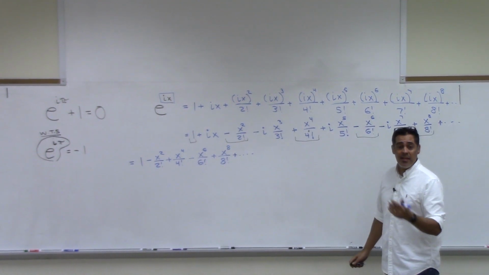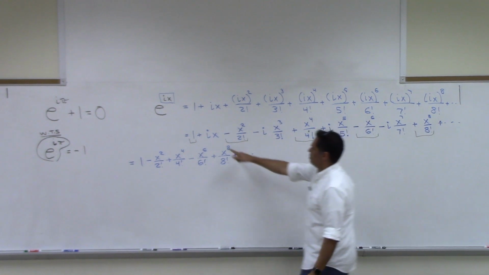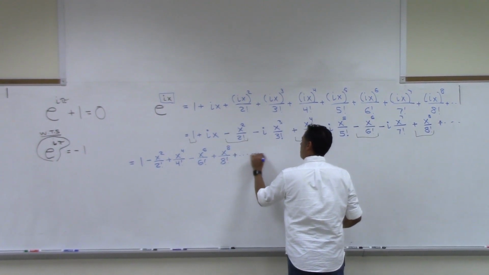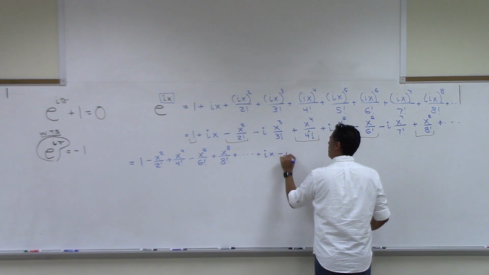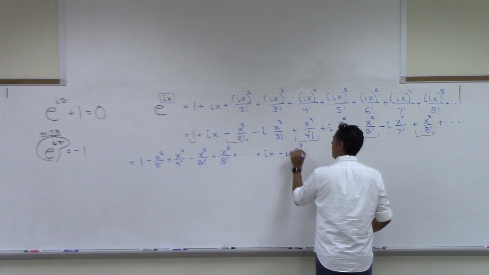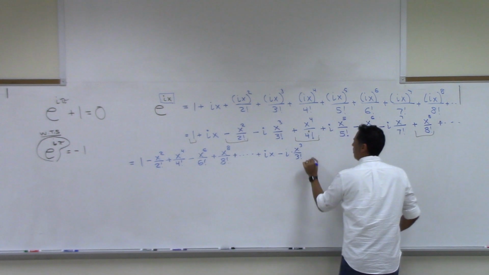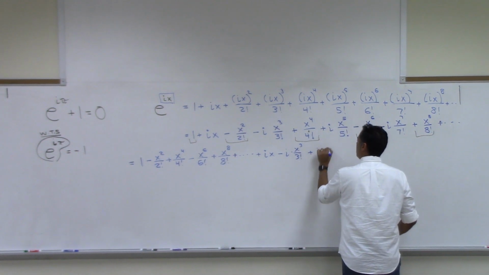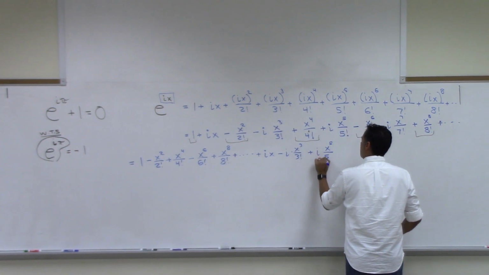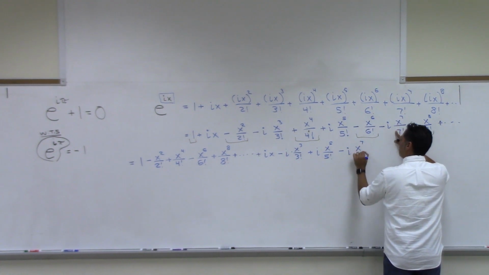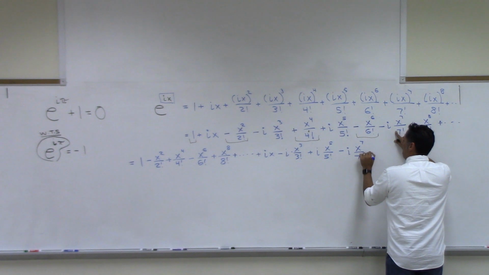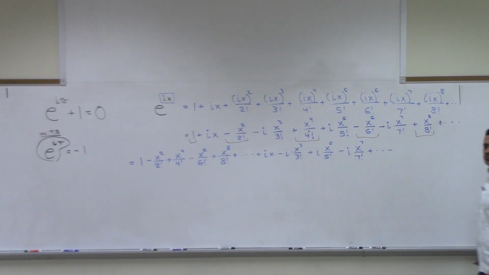Then I'm going to start writing everything that has i in it. So this is ix, and then minus i times x cubed over 3 factorial, plus i times x to the 5th over 5 factorial, minus i times x to the 7th over 7 factorial. And then it would keep going, wouldn't it?